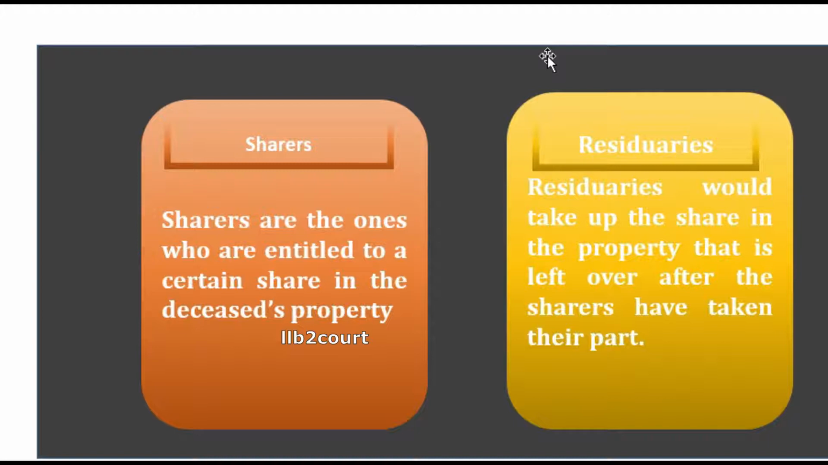But in Muslim law, there will be an unequal distribution. That is, each member will get a different share. So on some occasions the property will be left over, and that leftover part will be taken by the residuaries. We will see who the residuaries are, who the sharers are, and in what circumstances the sharers become residuaries. All these things we will see in detail shortly so that you will understand it better.